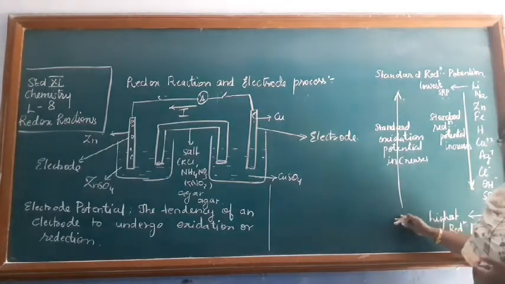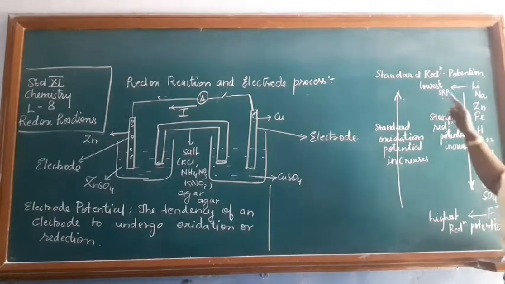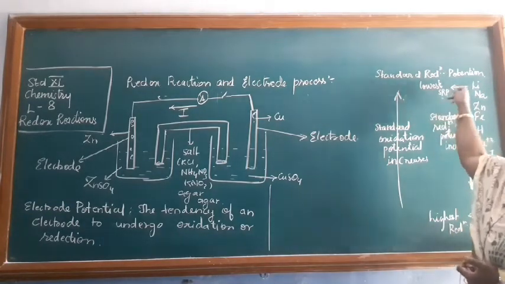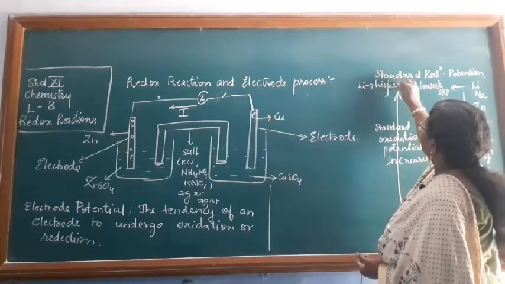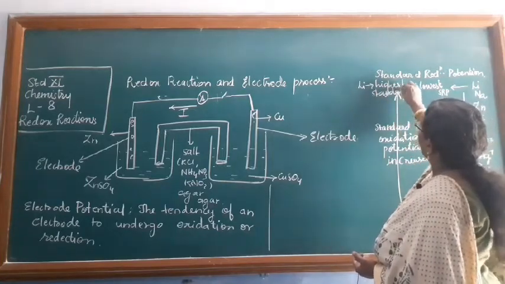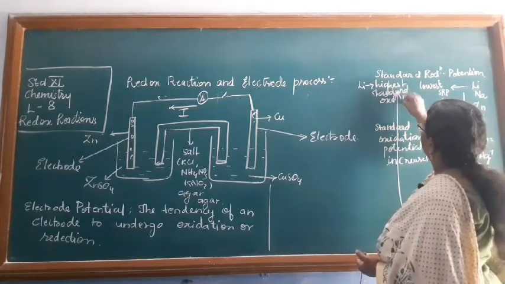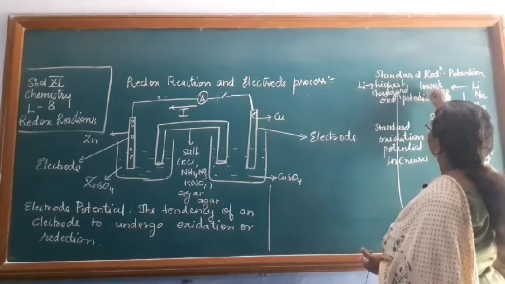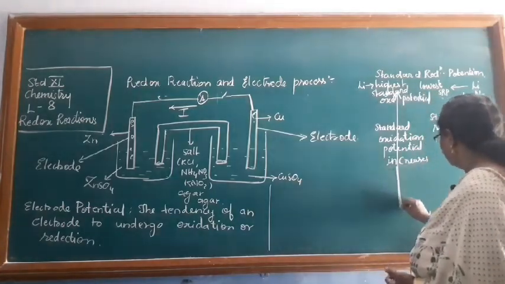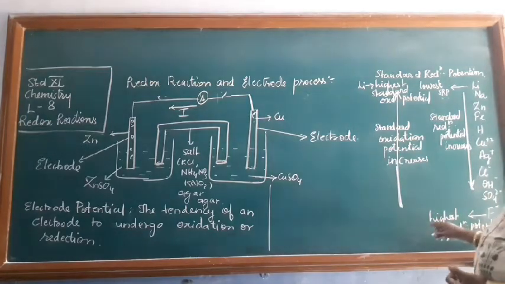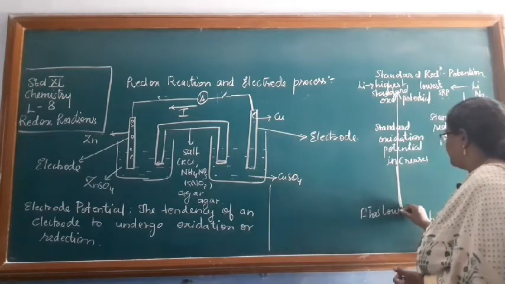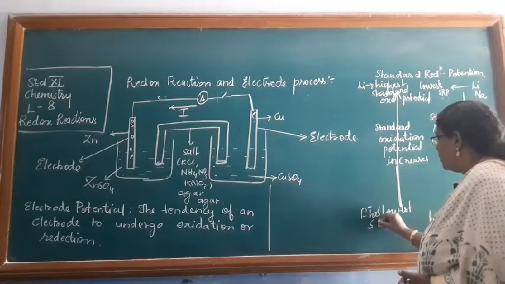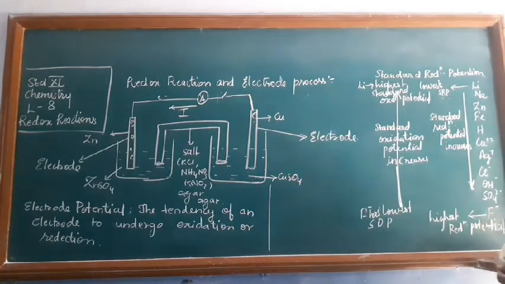The lowest standard oxidation potential is for F minus and the highest standard oxidation potential is for lithium. So lithium has the highest standard oxidation potential, okay, and F minus has the lowest standard oxidation potential. Followed? So these are a few things which you should remember.